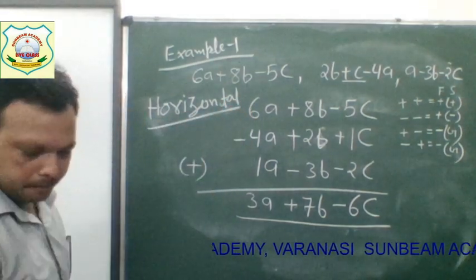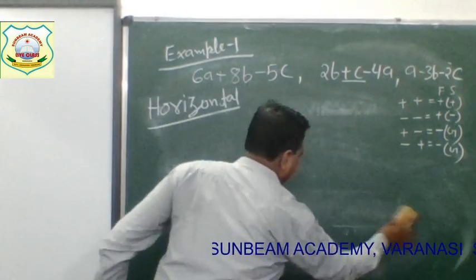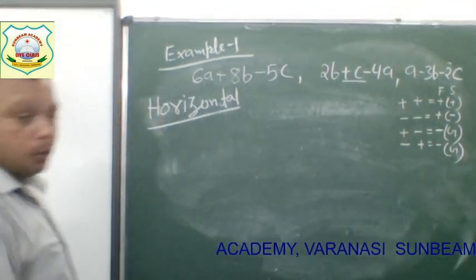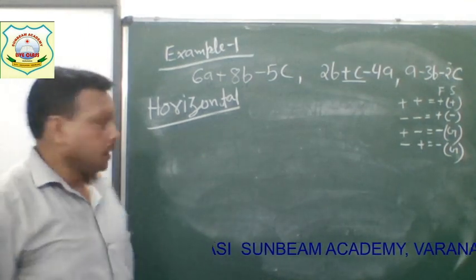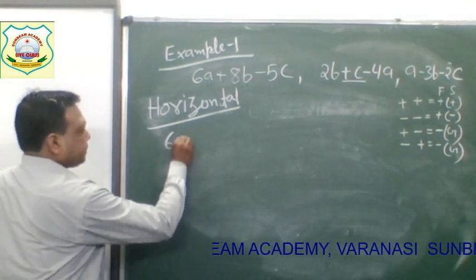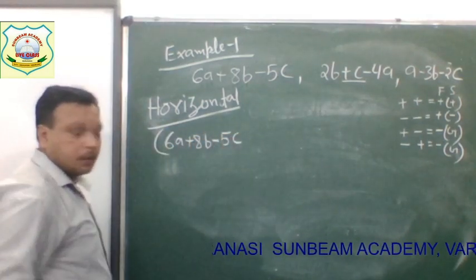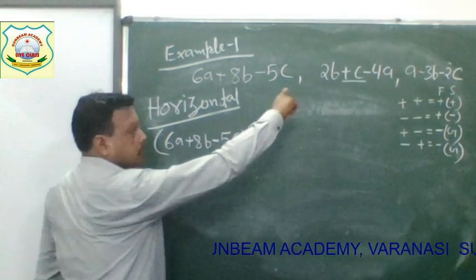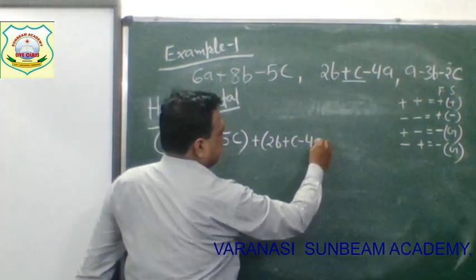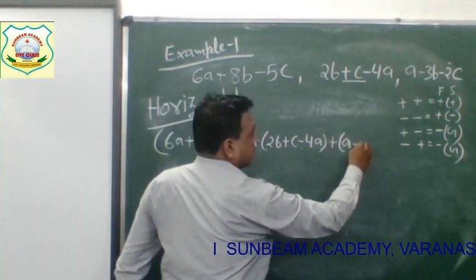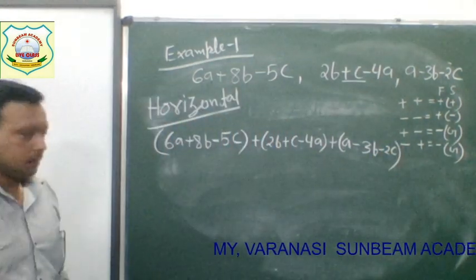This is horizontal method. Keep this answer in your mind, because the answer will not change. Only the procedure we are changing. 6a plus 8b minus 5c, plus 2b plus c minus 4a, plus a minus 3b minus 2c. We have written it this way. This is a horizontal form.